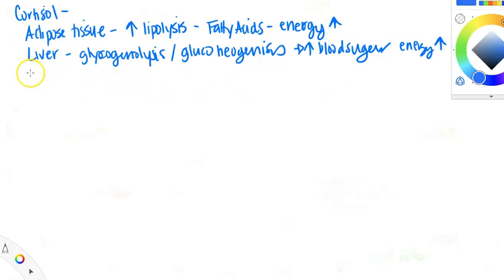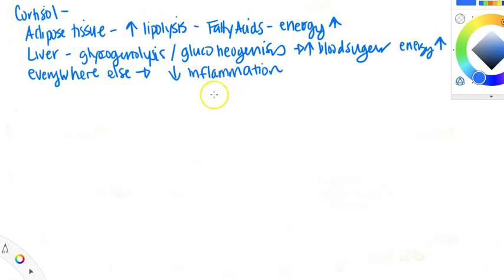Okay, so everywhere else, because we said that cortisol does affect most cells, so everywhere else, it decreases inflammation, and it decreases immune system activity.